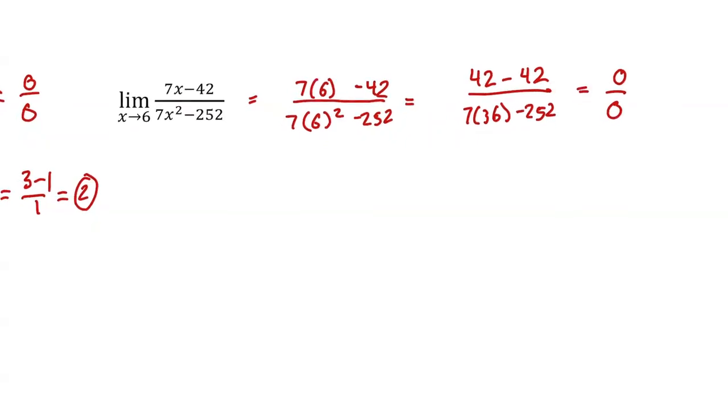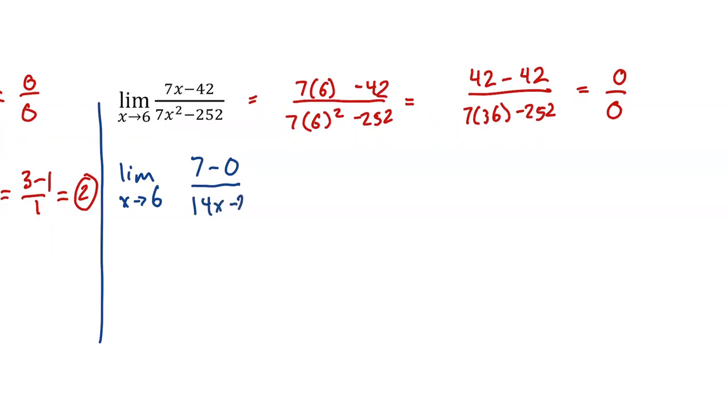But 0 over 0, let's now use L'Hopital's rule, which means the limit of the original function is going to be the same as the limit of the derivatives of the numerator and denominator taken separately. So this is just going to be 7 minus 0 divided by 14x minus 0, and that goes to 0. So of course, again, you really didn't need to put the zeros if you were okay with the derivative of a constant, which hopefully you are okay with by this point.